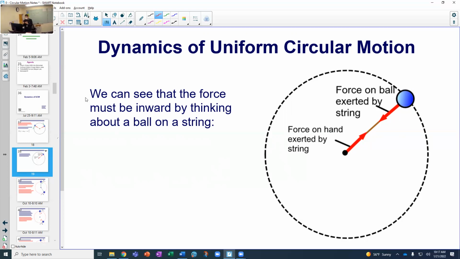In this case, it's a pull by the string. Now there's other forces we could talk about. The hand is pulling on the string, and the string is pulling on the hand. The ball is pulling on the string, and the string is pulling on the ball. So we could describe the forces involved here, but the specific force making the ball go in a circle is the string pulling on the ball, and that we would call tension.